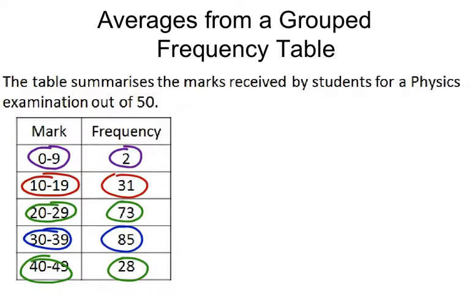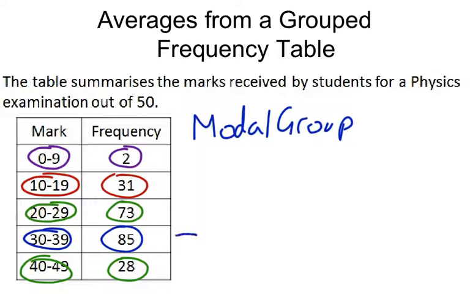So how can we use this to find the averages? Well, the first one we're going to look at is the mode, and when we're dealing with groups we don't call it the mode, we actually call it the modal group. And the modal group in this case is the one with the highest frequency, and the group that has the highest frequency is the one with 85. So the modal group is the group 30 to 39. What that means is, of all the groups of data, there were more people in the 30 to 39 group than in any other group.